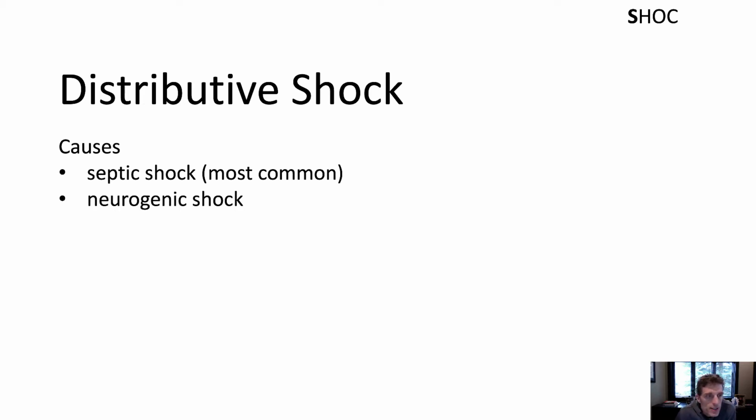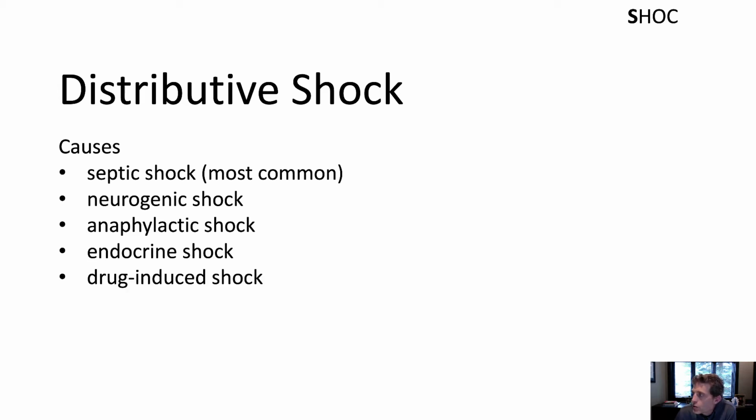Well, we know the most common one is septic shock, right? Others, though, there are many others on this list, and they include things like neurogenic shock, so severe brain injury or spinal cord injury. Anaphylactic shock, most commonly seen with medications, insect stings, and foods. Endocrine shock includes things like Addisonian crisis and myxedema. Drug-induced shock, seen with agents like calcium channel blockers, beta blockers, opiates.